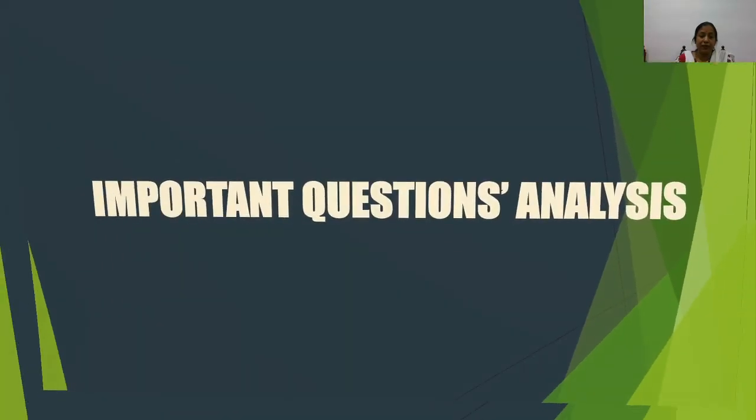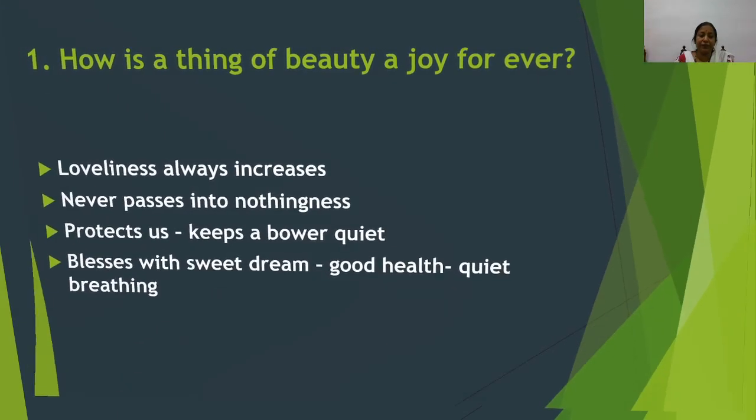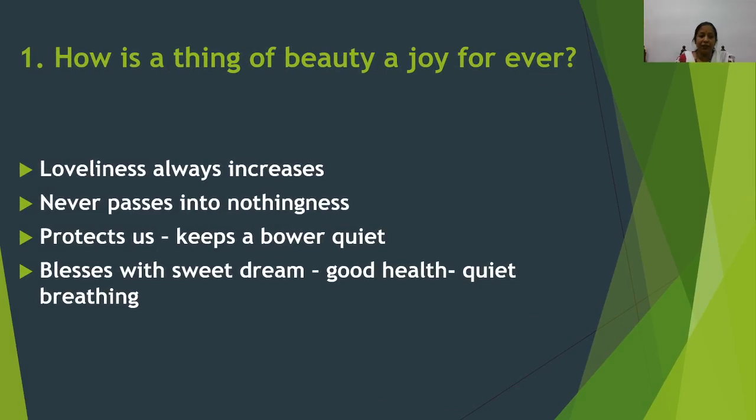Now let's move on to some of the important questions analysis. The very first question is, how is a thing of beauty a joy forever? Now, this question is related to the important theme of the poem, and the theme of the poem is a thing of beauty is a joy forever. And now we need to discuss through our answer how the poet tells us how things of beauty become a joy forever for us. So now you can see some points have been provided, and these are the main value points for attempting this answer.